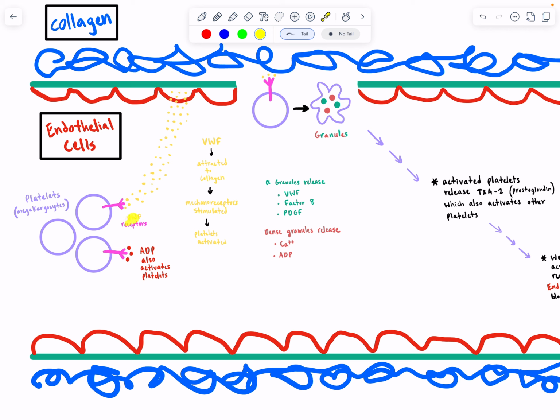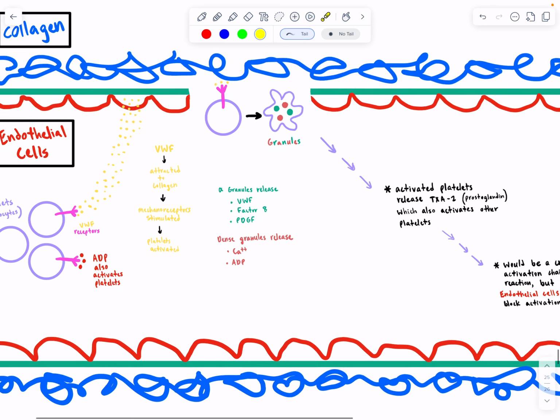So with the VWF on here, it's going to go up to the collagen and bind, and this binding process is going to activate this platelet and cause it to change shape into something that looks like this. Now, pausing there, something else that can activate platelets is ADP. So VWF and ADP both activate platelets.